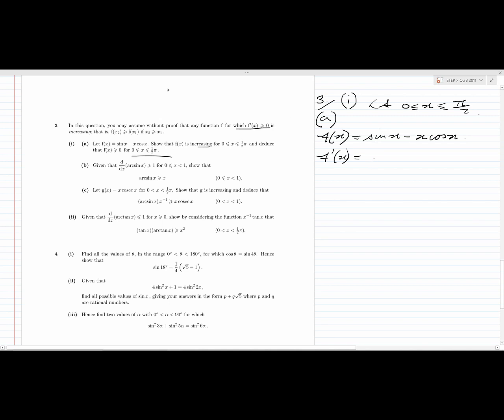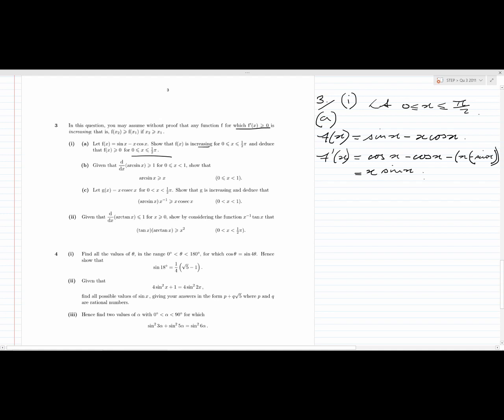Right, so let's calculate the derivative. Sine x goes to cos x when we differentiate, and then we've got to subtract cos x. And then we have negative x times the derivative of cos x, which is negative sine x, so we get x sine x. We can see that the cos x's cancel out, these two signs change, and we just get x sine x.